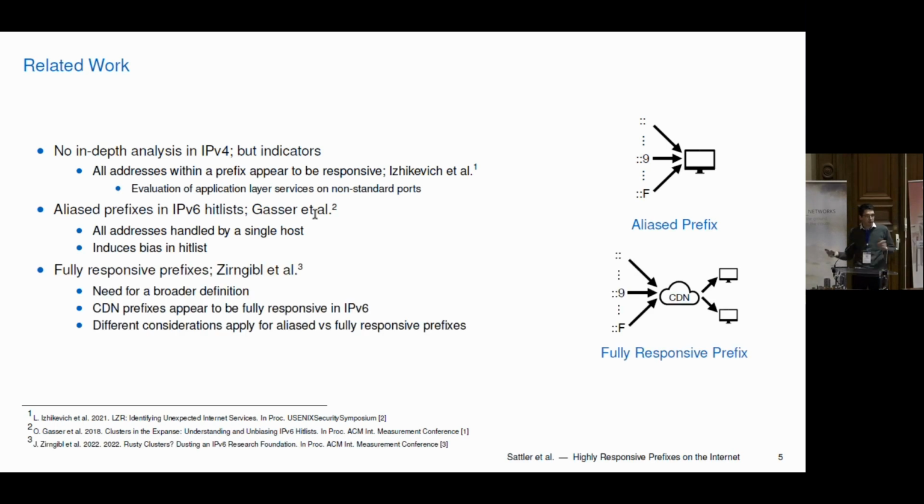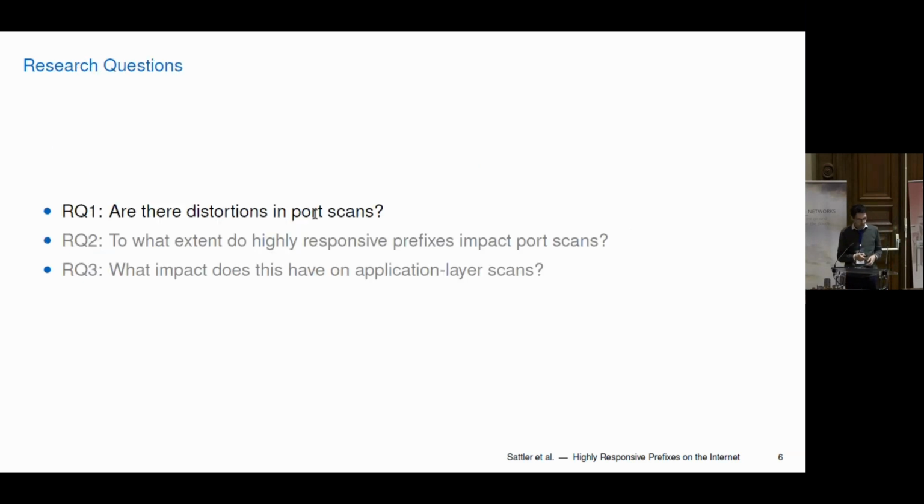In our more recent work on IPv6 hit lists, there was a need for a broader definition because CDNs appear to be aliased, but they are not aliased, they are fully responsive. And so you need to apply different considerations for such prefixes, even though they appear the same from a measurement point of view. We found in IPv4 a need for an even broader definition, and you will see why in a moment.